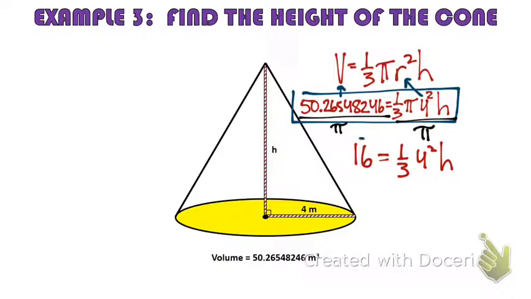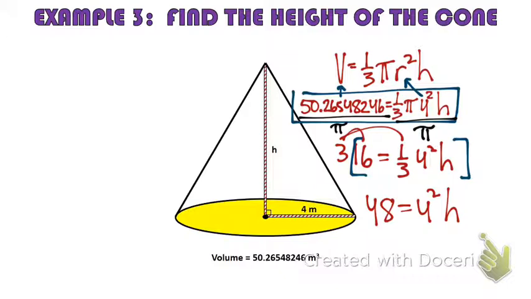Now I'm going to multiply both sides of my equation by 3. And what that will accomplish is that will remove the 1/3 from the right hand side of the equation. So 3 times 16 is 48. And 3 times 1/3, when I'm multiplying by 3, I'm also dividing by 3 at the same time. So that'll just divide out, and I'll be left with 4 squared h. Now I'm going to square the 4, so I have 48 equals 16h. So 4 to the second power is 16.